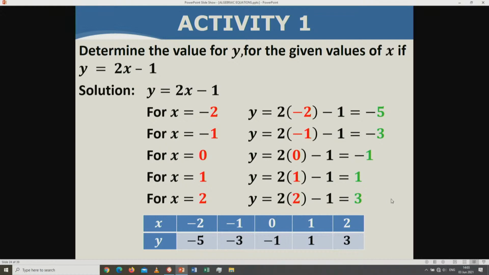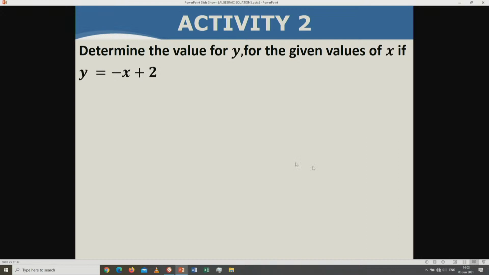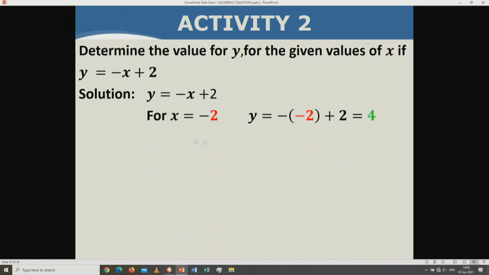Right. So then we go to the next activity. In the next activity, we do the same thing. We choose the values for x, and then we substitute into the equation. So where x is equal to negative 2, we substitute the value of x, which is negative 2, plus 2, which is in the equation, then the answer will give us 4.